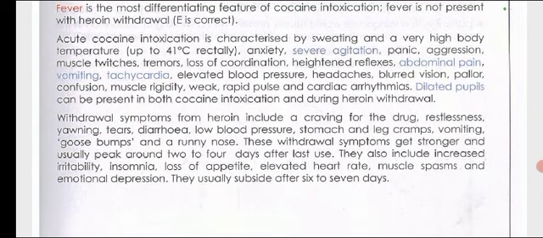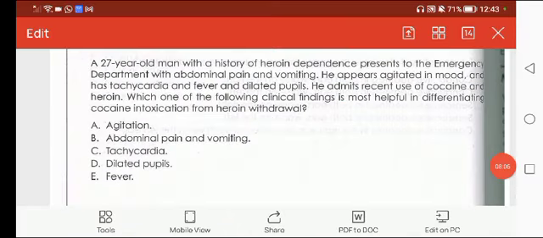Withdrawal symptoms from heroin include a craving for the drug, restlessness, yawning, tears, diarrhea, low blood pressure, stomach and leg cramps, vomiting, goosebumps, and a runny nose. These withdrawal symptoms get stronger and usually peak around 2 to 4 days after last use. They also include increased irritability, insomnia, loss of appetite, elevated heart rate, muscle spasm, and emotional depression. They usually subside after 6 to 7 days. So option E, fever, is the correct answer.